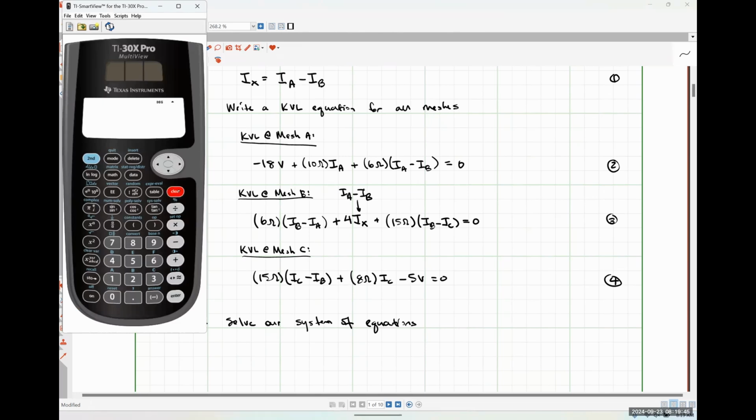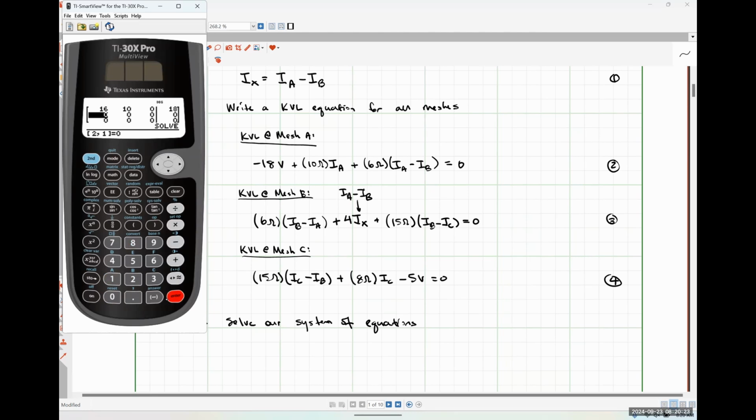So we're working on a 3-equation, 3 unknown system here. I'm going to go second, and then the tangent button to bring up my system solver. Option 2 is for 3-equation, 3 unknown systems. So in my first equation, my coefficient for IA is 10 plus 6. My coefficient for IB is negative 6. My coefficient for IC is 0. And my constant term is positive 18 when I move it to the right-hand side of the equal sign.